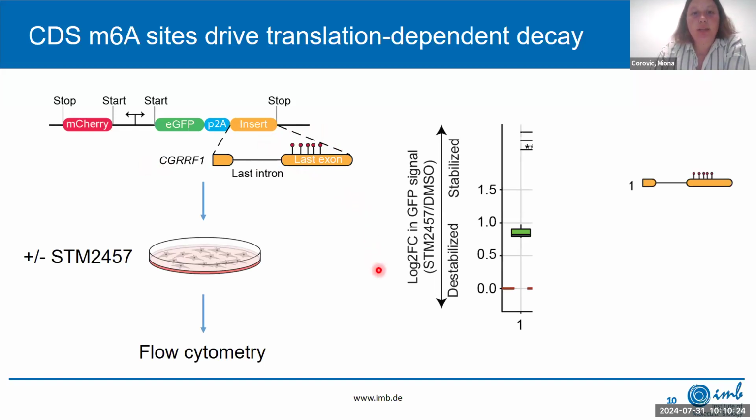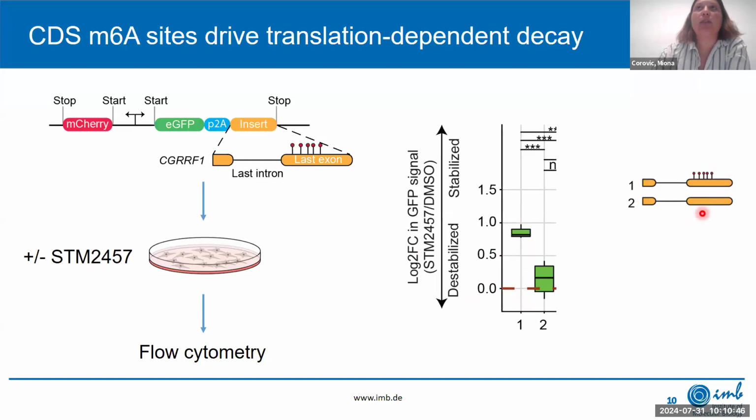And now in the plot, I'm showing you log2 fold changes in GFP signal upon m6A depletion. And we were really pleased to see that when we transfect our cells with this plasmid and remove m6A, we can see strong stabilization. And in order to be sure that this stabilization really comes from these 5 m6A sites, we also made a mutant where we mutated all 5 of them. And here you can see that the effect of m6A removal is lost.